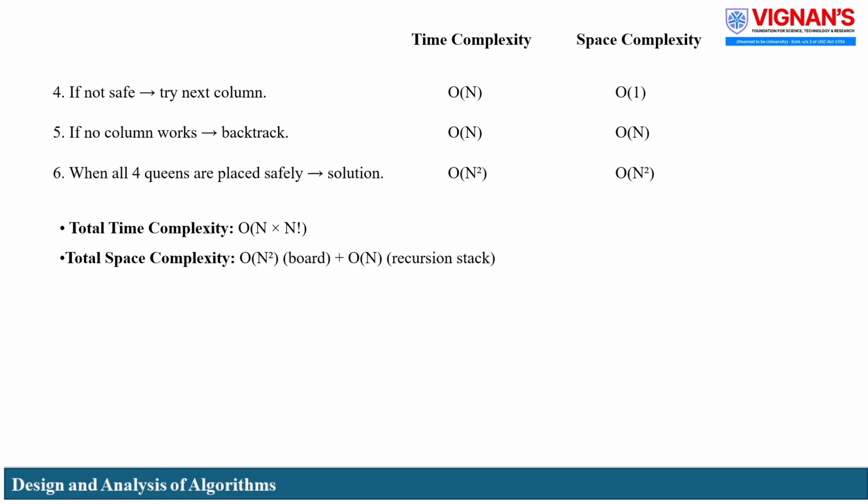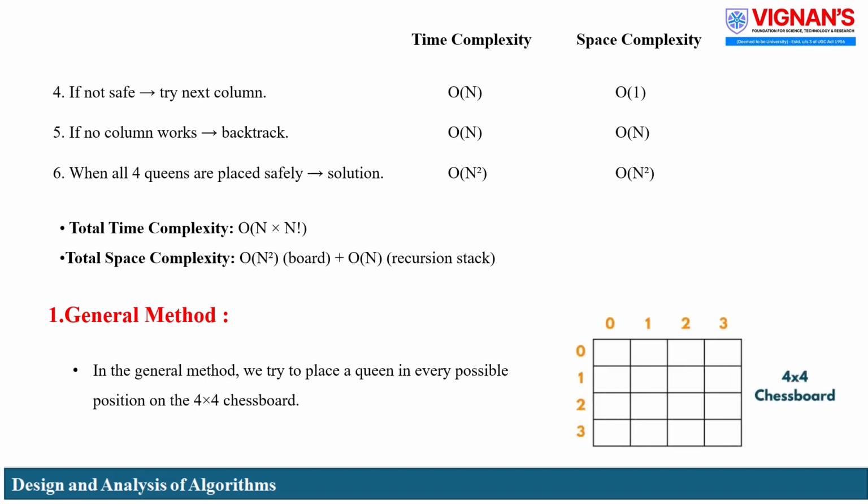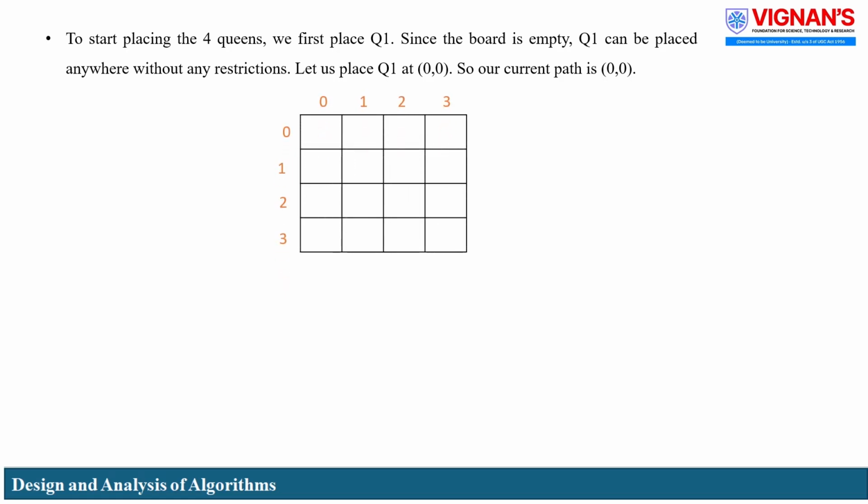Now let's move to the general method. In this approach, we try to place a queen in every possible position on a 4x4 chessboard. On the right side of the slide, you can see a reference image of the 4x4 grid. Let us begin placing the 4 queens. First, we place Q1. Since the board is empty, Q1 can be placed at any cell. We place Q1 at position 0, 0. So, the current path is 0, 0.